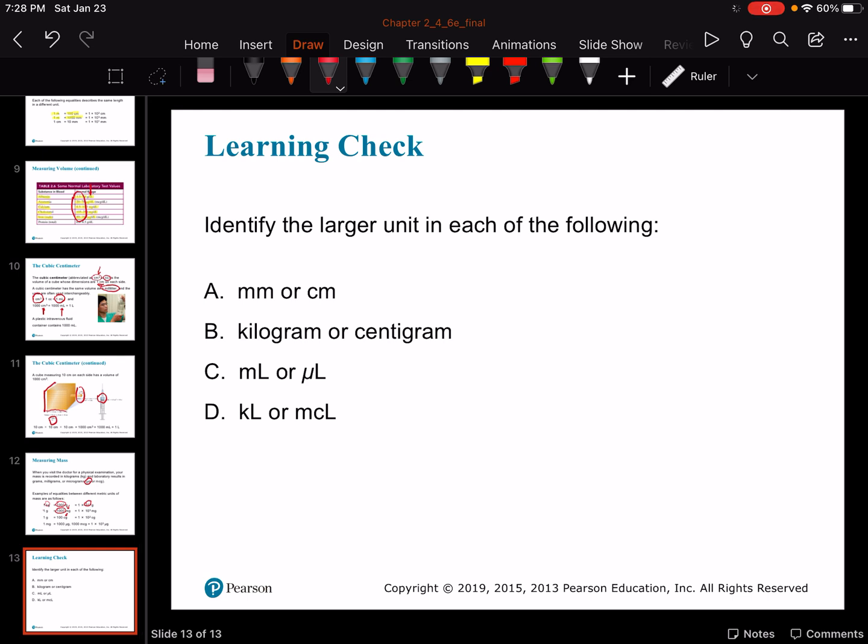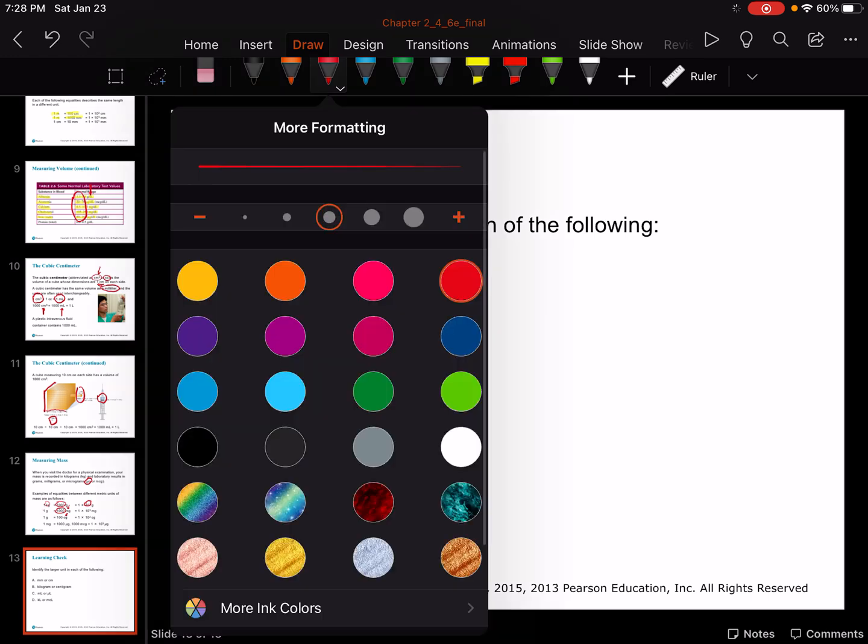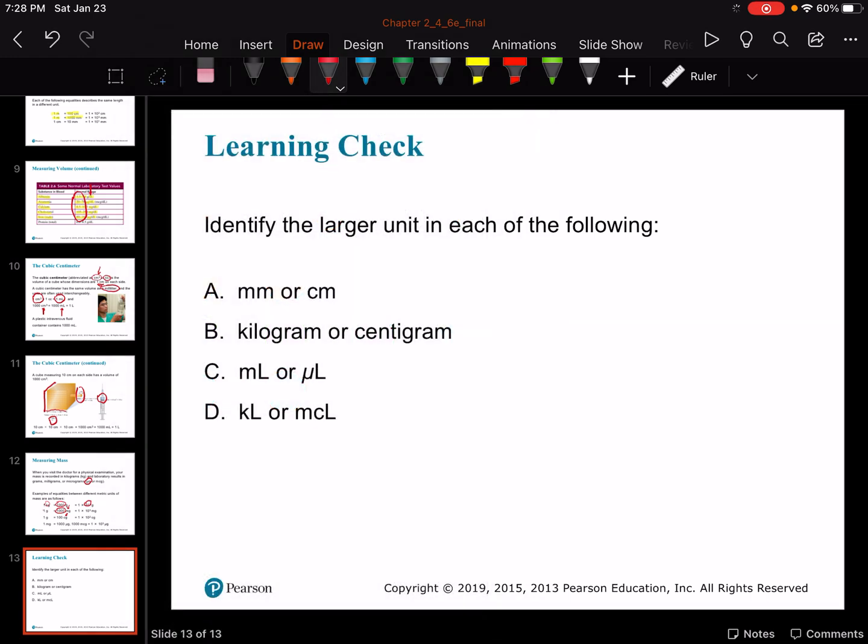Pause the video here, make a guess about what I'm going to say, and then we'll see if we're thinking the same thing. Okay, so let me suppose that you did pause the video. Identify the larger unit of the following. Which is bigger, a millimeter or a centimeter?